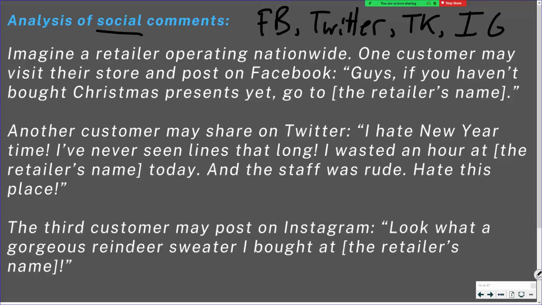One person might say, guys, if you haven't bought Christmas presents yet, go to this store. Another customer says, I hate New Year's time. I've never seen lines that long. I wasted an hour at their store, and the staff was rude. I hate this place. The third customer says on Instagram, look what a gorgeous reindeer sweater I bought at this store, right? So it's everything people are saying about the company.